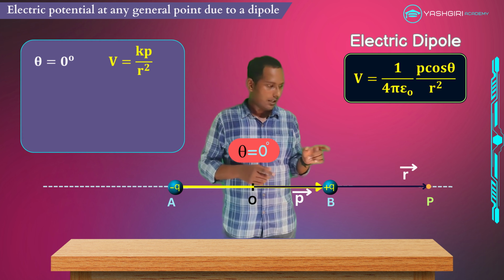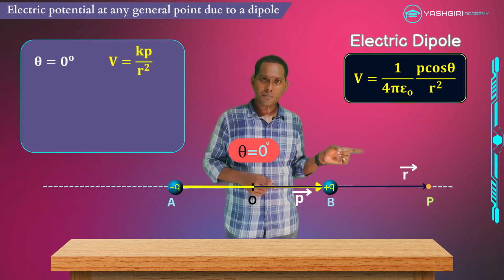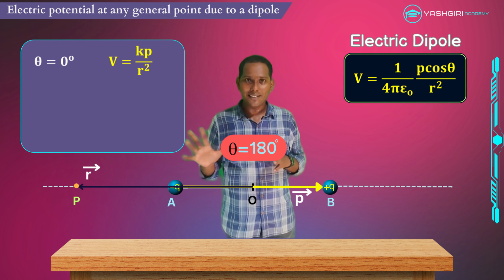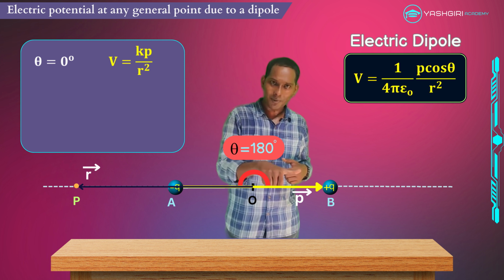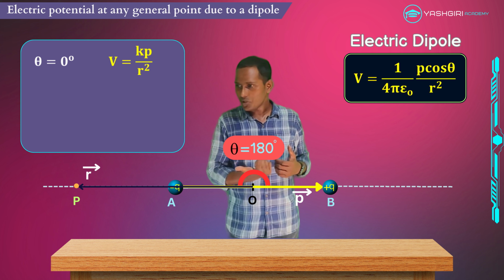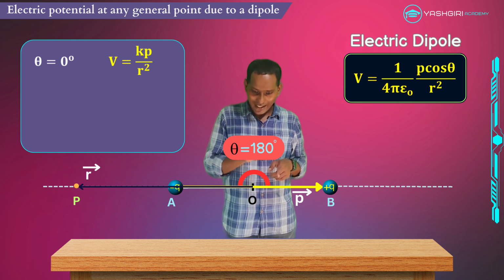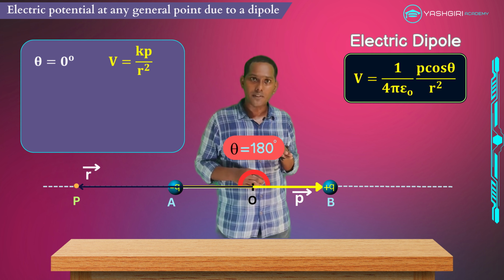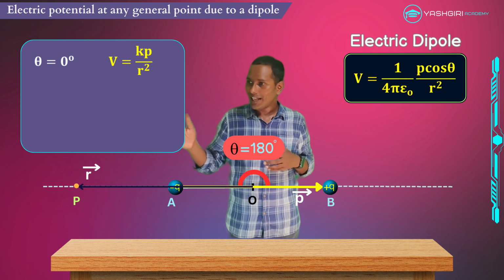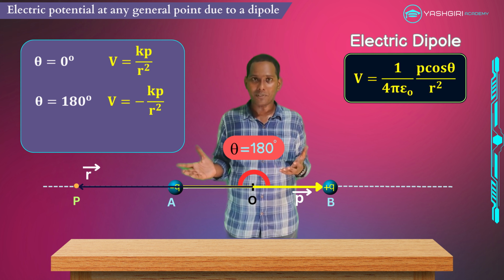All right, well, now students, if I just take this point on this side, in this case, students, what I will be having, right? If you just see, the electric dipole moment is pointing in this direction, the position vector is exactly opposite of it, the angle between them is 180 degrees, so cos of 180 degrees is -1. So the electric potential at this point will be negative, right?